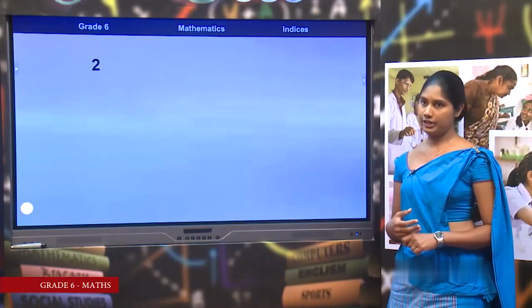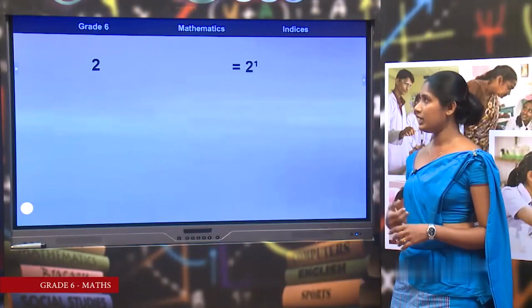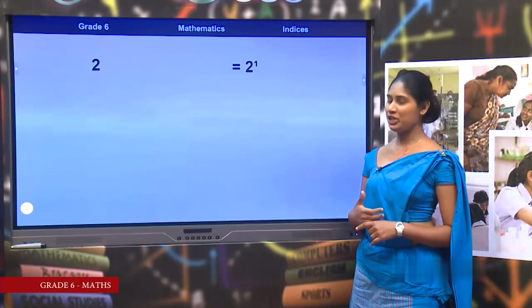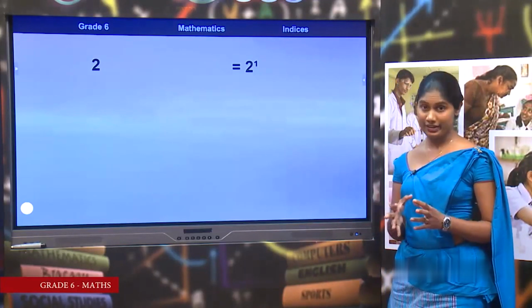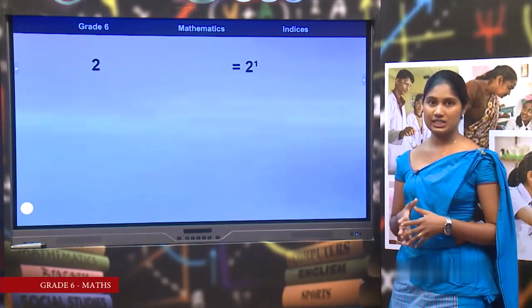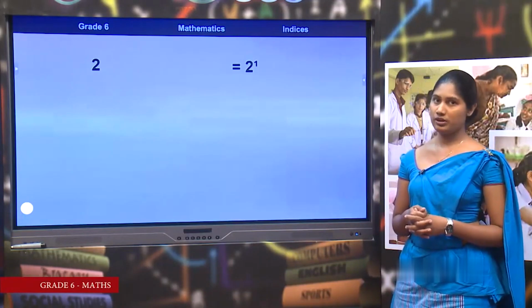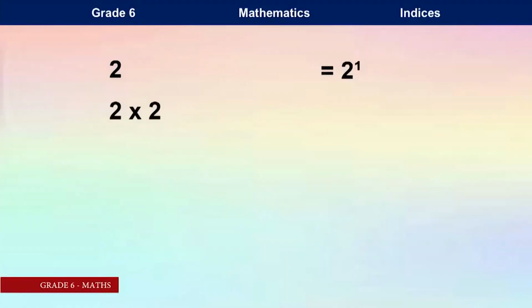Let's see 2 here. How to write this using index notation? How many 2's are there? Only one. Now you know index and base. Here the base is 2 and the index is 1. How many 2's are there? A 2 has been multiplied by another 2. Then we can write this using index notation: the base is 2 and the index is 2. Then tell me how to read this. This is 2 to the power 2.